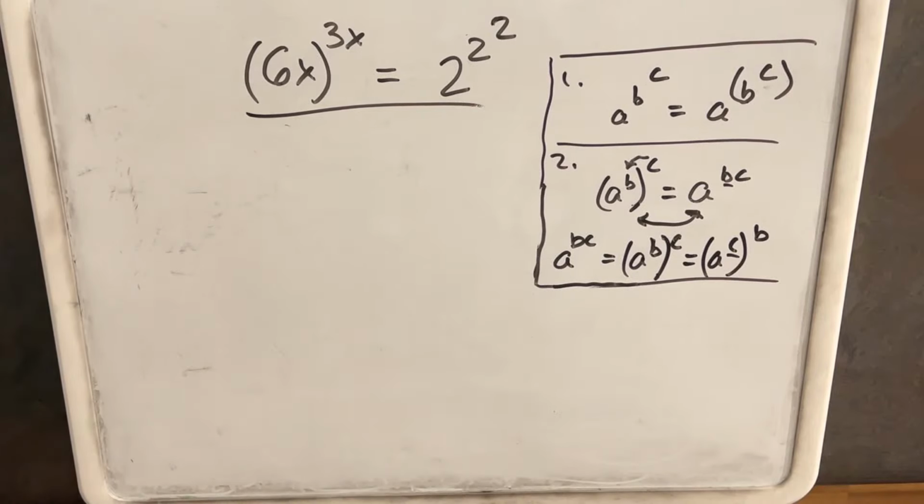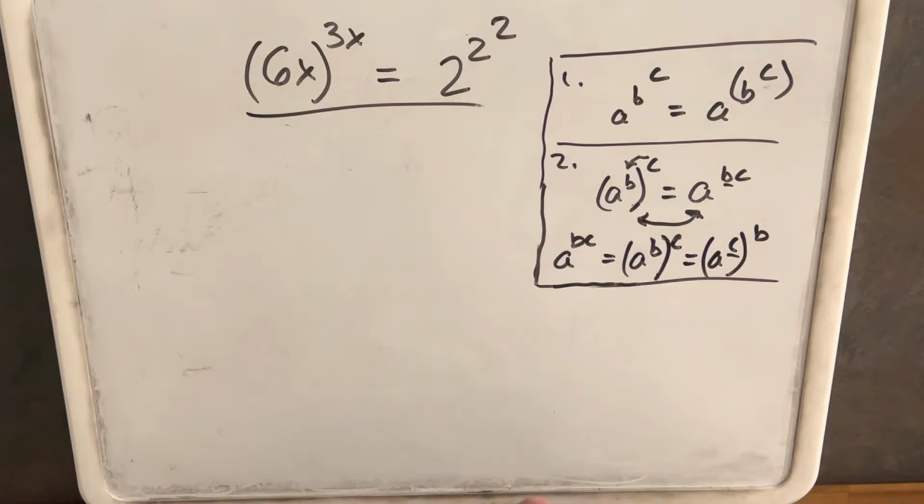Hey, so we have this interesting exponential problem on the board. We have (6x)^(3x) on the left, and on the right side we have 2^(2^2), and we have to solve this for x. What I wanted to go over quickly was, on the right side, we have a few exponent properties.